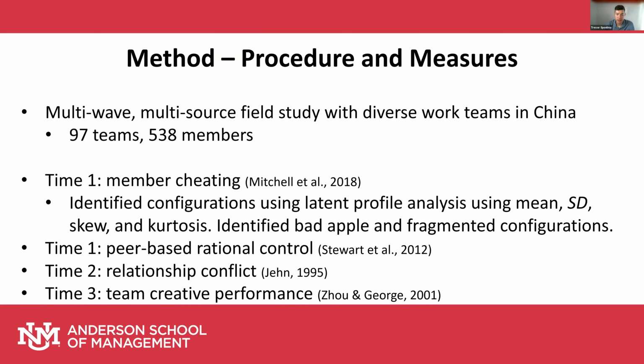And so we tested this with a field study. At time one, members completed cheating behavior and relationship conflict assessments. We created team cheating configurations using latent profile analysis with mean, standard deviation, skew, and kurtosis metrics simultaneously. And we found evidence of bad apple and fragmented configurations, but not bimodal ones. We then measured relationship conflict at time two, then had team leaders rate each team's creative performance at time three.